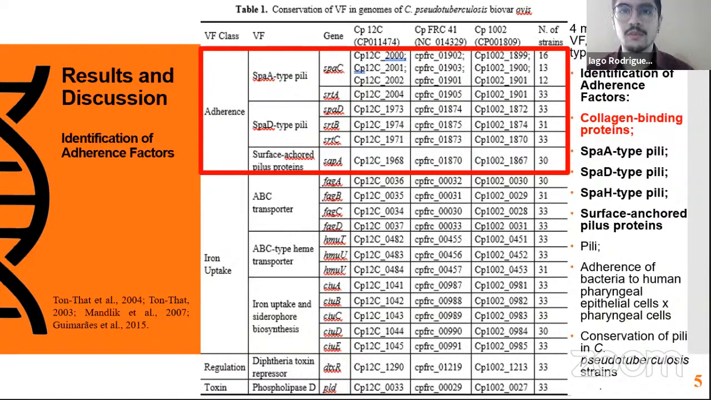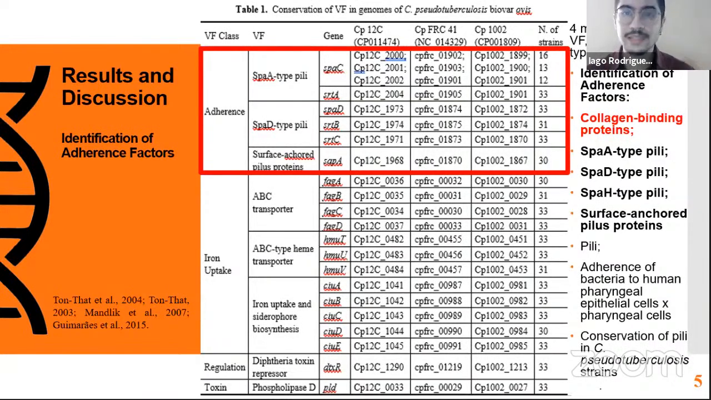The first class of virulence factor is the one related to adherence factors. Genes related to SPA-A and SPA-D pili were found. So pili, what's that? Pili are filamentary cell structures which provide adhesive and invasive functions to the pathogen, which is beneficial to the progress of infection from the point of view of the pathogen.